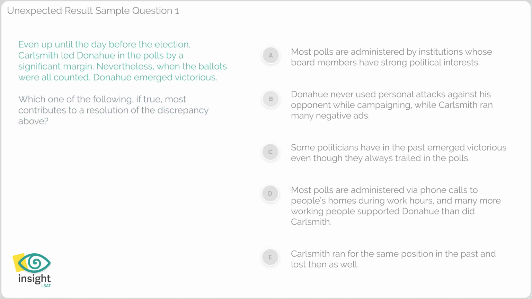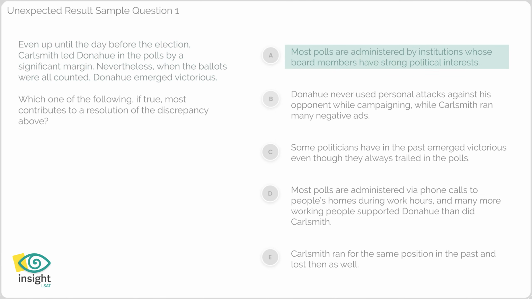Even up until the day before the election, Carl Smith led Donahue in the polls by a significant margin. Nevertheless, when the ballots were all counted, Donahue emerged victorious. Okay, so again, no argument, just a description of a situation. And it should be easy enough to see why the result is unexpected. Carl Smith was leading in the polls, by a lot, but then Carl Smith lost. This calls out for an explanation. Let's look to our answer choices and see if we get one.